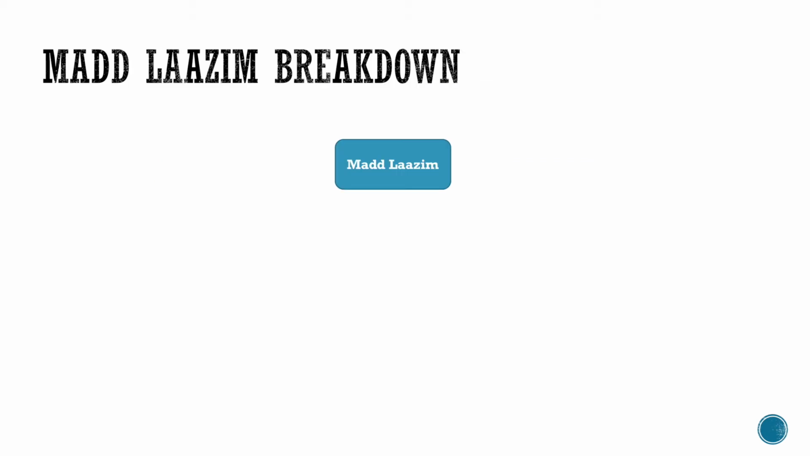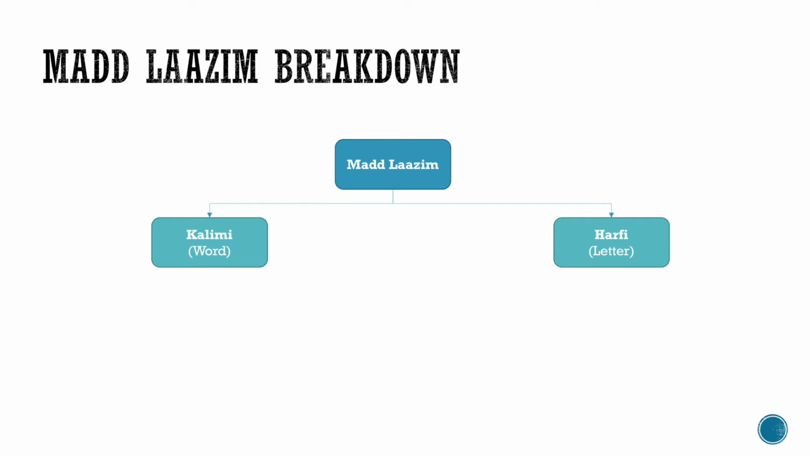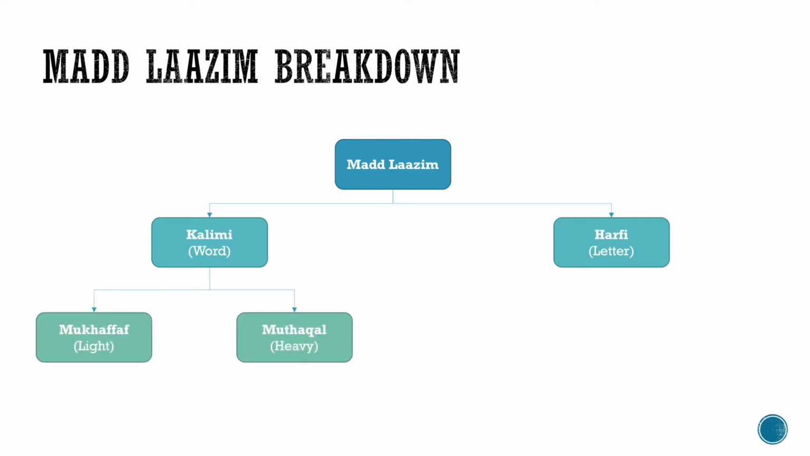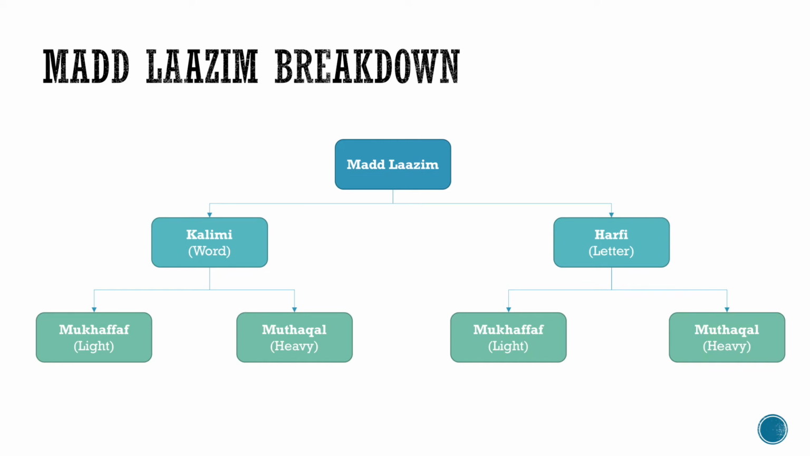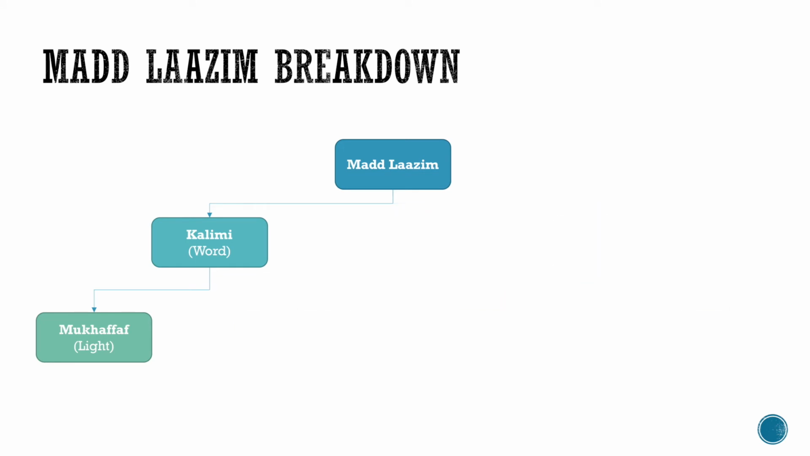There are two types of Mad Lazim: Mad Lazim Kalimi and Mad Lazim Harafi. Mad Lazim Kalimi consists of two types, Mukhaffaf and Muthaqqal, and the same for Harafi. It consists of two types, Mukhaffaf and Muthaqqal. We will be focusing on Mad Laazim Kalimi Mukhaffaf.